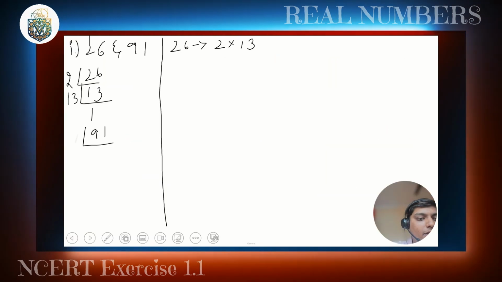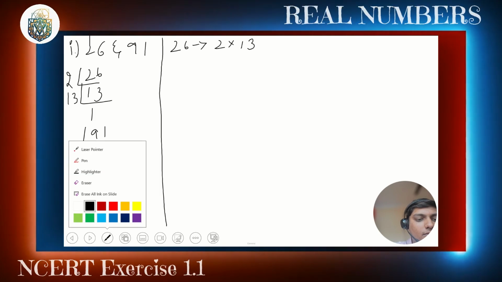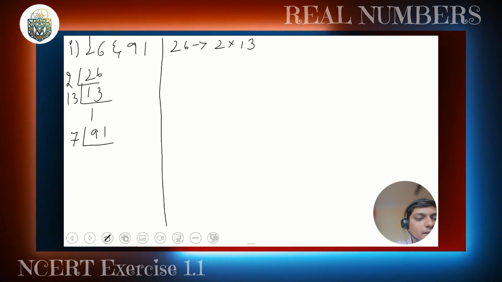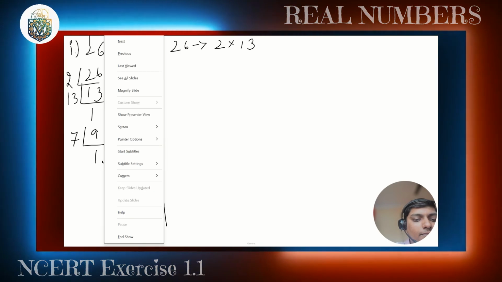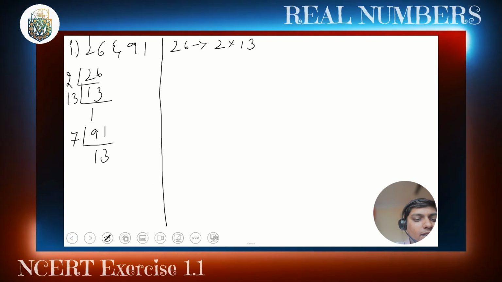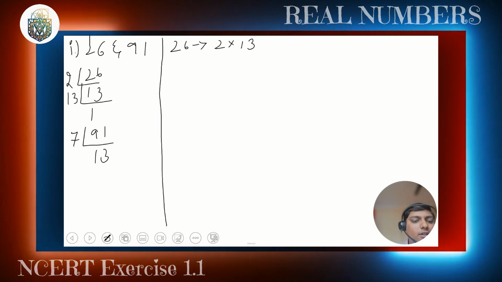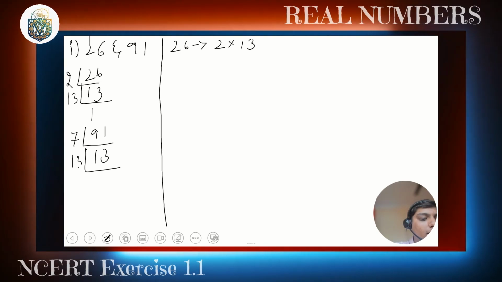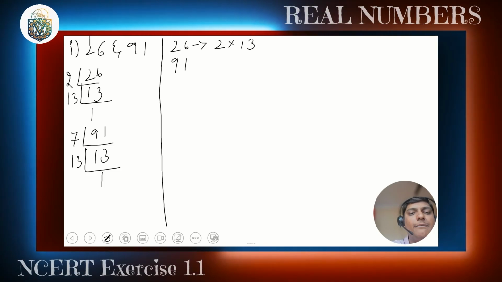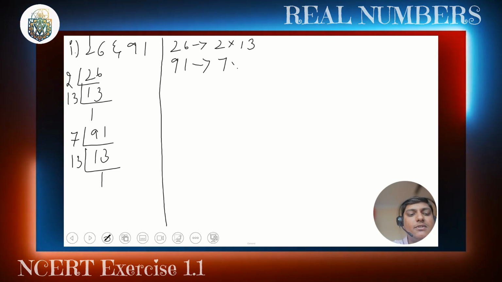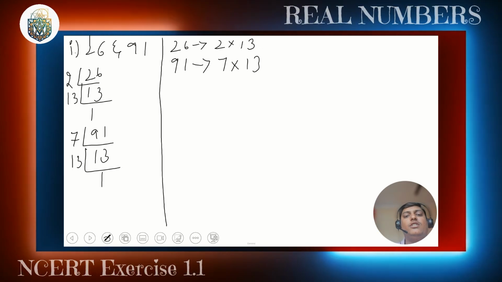So if I do with 7, 7 1s are 7. Correct? Then 7 3s are 21. Then again 13 1s are 13. Correct? So my 91 can be expressed as 7 into 13. So these are the prime factors.